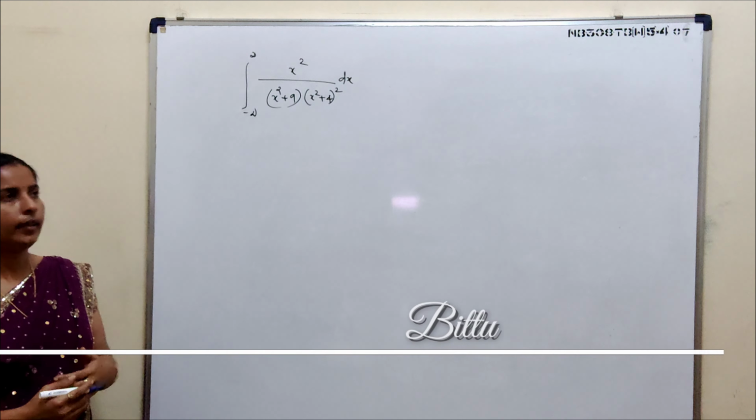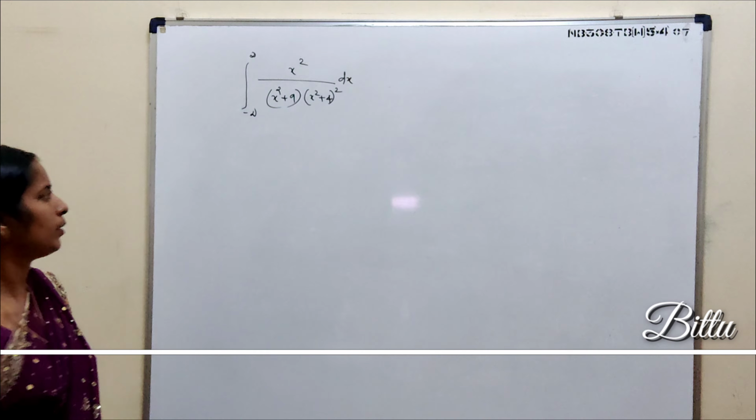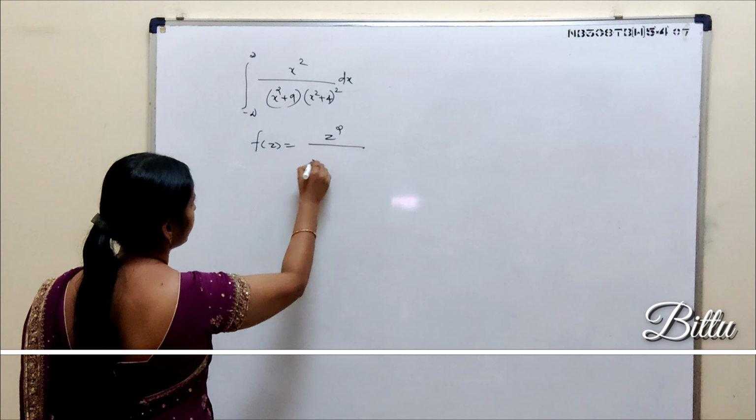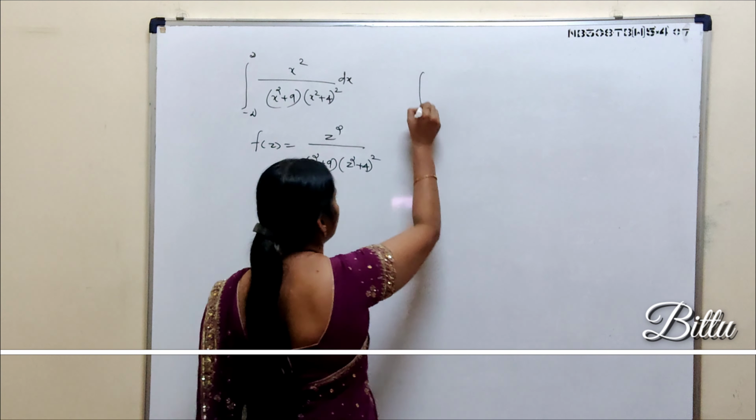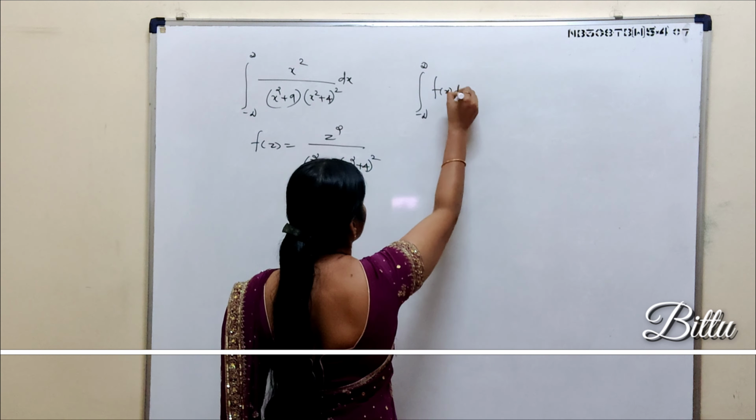Next question, evaluate this integral by using the same theorem. Given integral is minus infinity to infinity x square by (x square plus 9) into (x square plus 4) the whole square. I will give the idea for answering this question. You have to answer. See, in this question, you have to consider f(z) as z square by (z square plus 9) into (z square plus 4) the whole square. See, we have this result: integral minus infinity to infinity f(x) dx is integral over c f(z) dz.